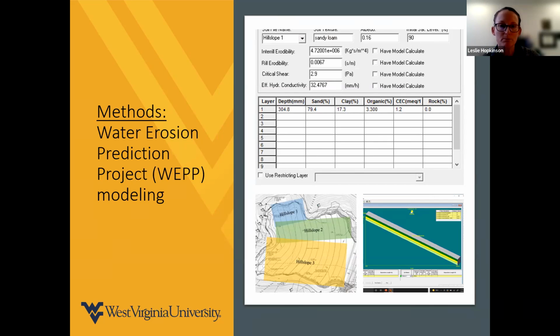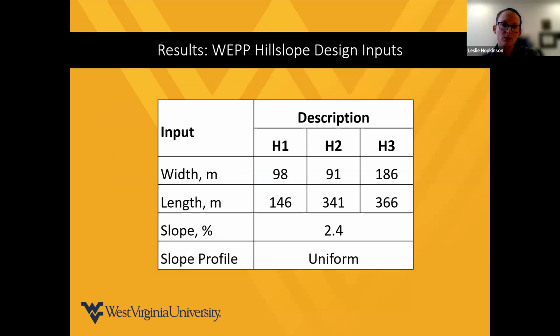So you can see the top figure is a screenshot of some of the inputs for the soil information. The bottom left figure is showing how we divided the site into 3 hill slopes initially to characterize it. And the bottom figure is showing how the process-based model divides it into layers, with soil information, management, and slope. So first we characterized the site as is and did erosion modeling for each hill slope individually.